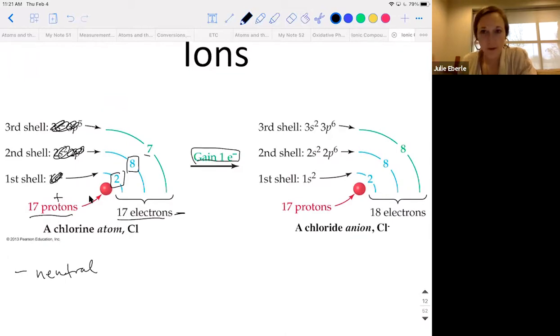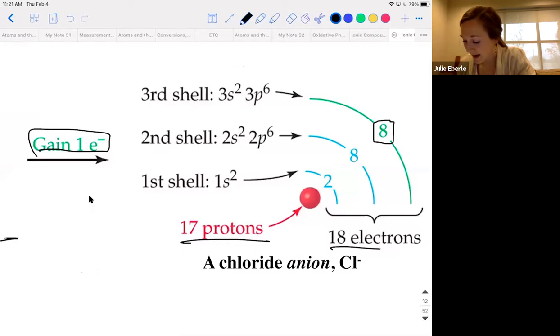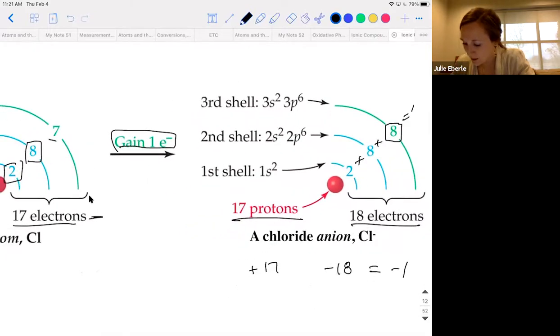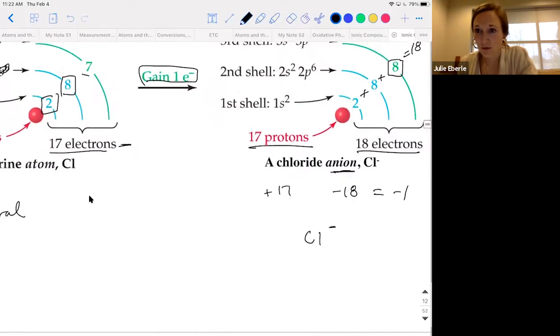And when it gains 1 electron from, say, somebody like sodium, who's happy to give 1 away, now it's going to be added to that third shell. Now we have 8 in the outer shell. The number of protons does not change, but now we have 18 electrons. So we have a +17 and a -18. That adds up to -1 overall. You can literally add these up: 2 + 8 + 8, there's your 18. So to indicate this is now an anion because it gained an electron, you write chlorine and indicate the minus charge. If it's a -1, all you have to do is write the minus. But if it's like a -2 or a -3, you need to write the number, -2 or -3, as the charge.